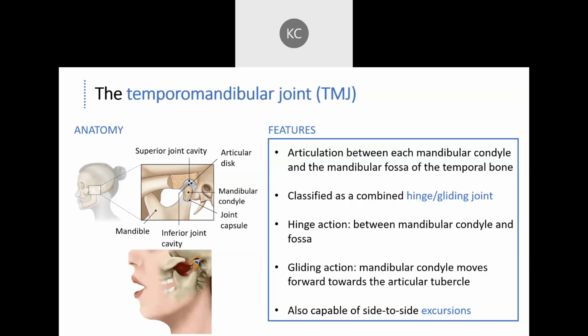So this TMJ is a hinge joint, but it's also somewhat of a gliding joint. If you look at the animation in the bottom left of the screen, when the jaw opens, as it just did there, it is hinging, just like a normal hinge joint like the elbow: you open and you close. But you also have slight anterior movement as well. You see this mandibular condyle doesn't just go straight down, but it goes down and forward, slightly anterior. This is the gliding aspect of the joint.